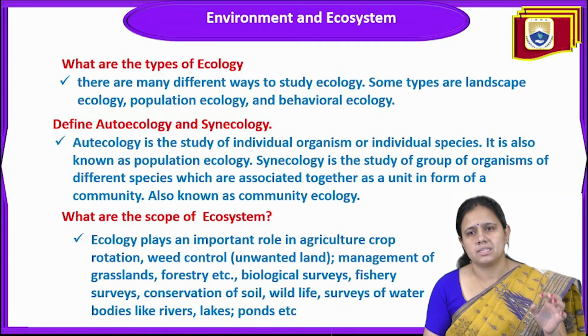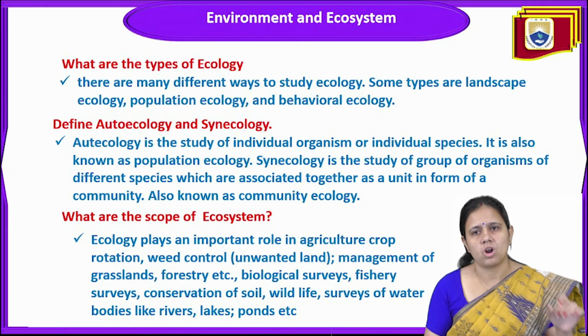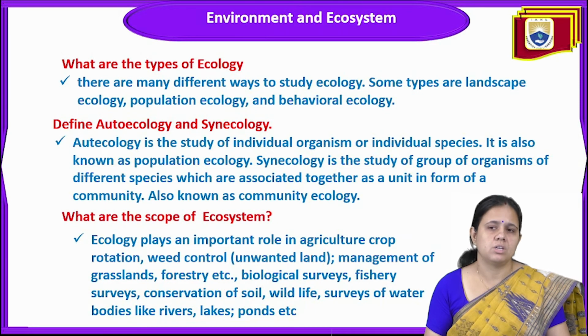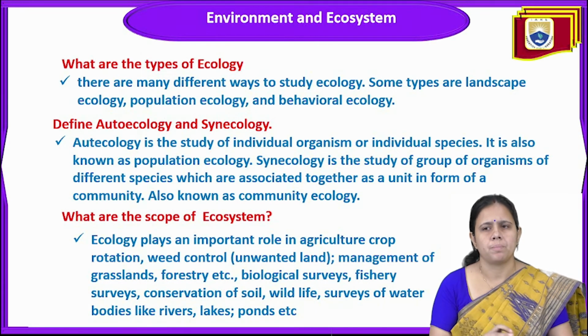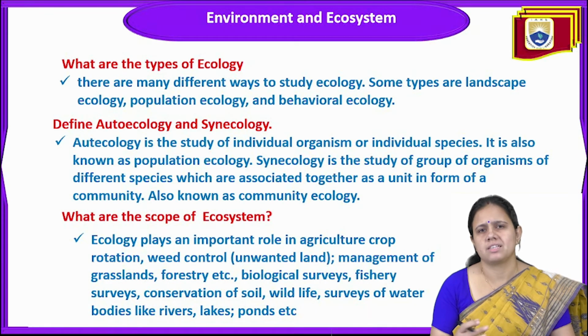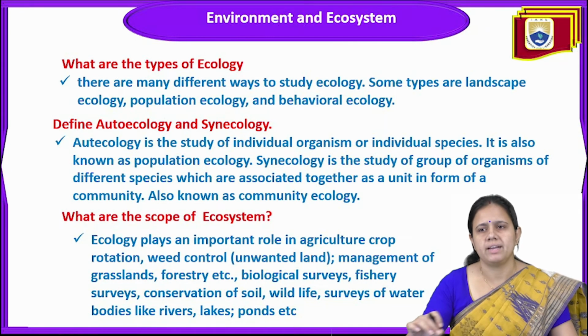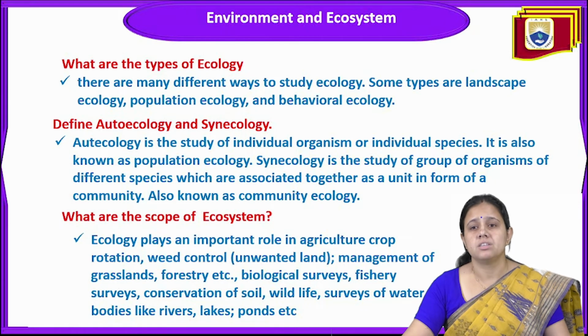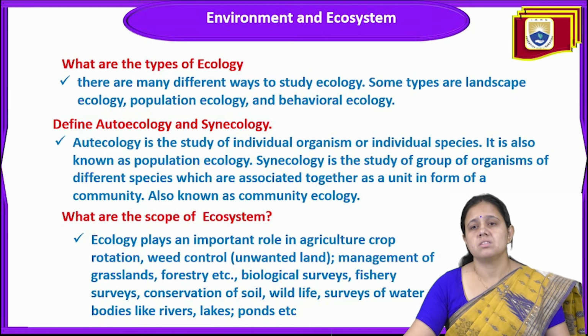Like some example is about the crop rotation to weed control is there. Some unwanted land is there. Management of grassland, forest, etc. Biological survey, fishery survey, conservation of soil, wildlife, survey of water bodies like river, lake, pond, etc. So this is the scope of ecosystem.